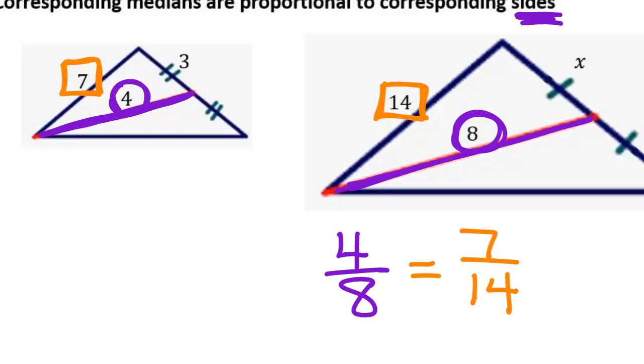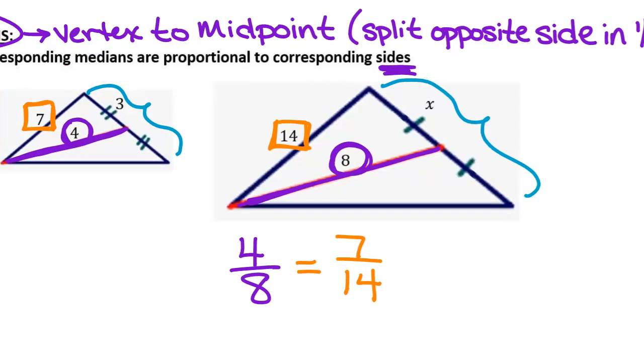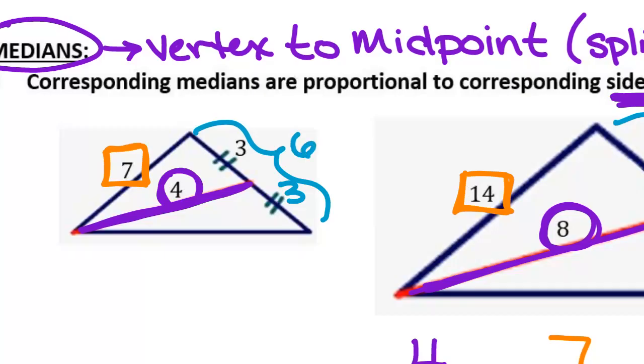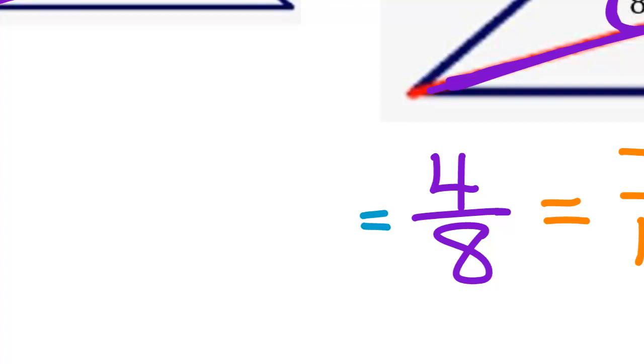Or I could look at these, not that side. This whole side right here would correspond to this whole side right here. So I know that this little bit is 3. How big would this whole side be then? 6. 3 and 3 would give me 6. Over here, how big is this side? 2x. We don't know, but we've called this little section x. So that means this section down here that's congruent would be x. So this would be 2x. So I can set up a proportion with 6 over 2x.